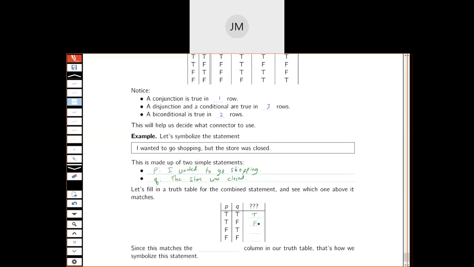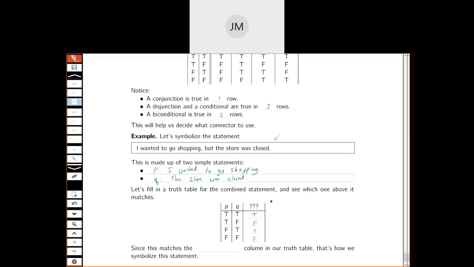Okay. Let's suppose that P is false. Suppose I didn't want to go shopping. Then that's not what we said here, right? When I say I wanted to go shopping, but the store was closed, okay? If I didn't want to go shopping, then this is not the sentence to use, right? That's not what the sentence is communicating. So when P is false here, I said I wanted to go shopping, okay? If I didn't want to go shopping, that doesn't seem to line up.